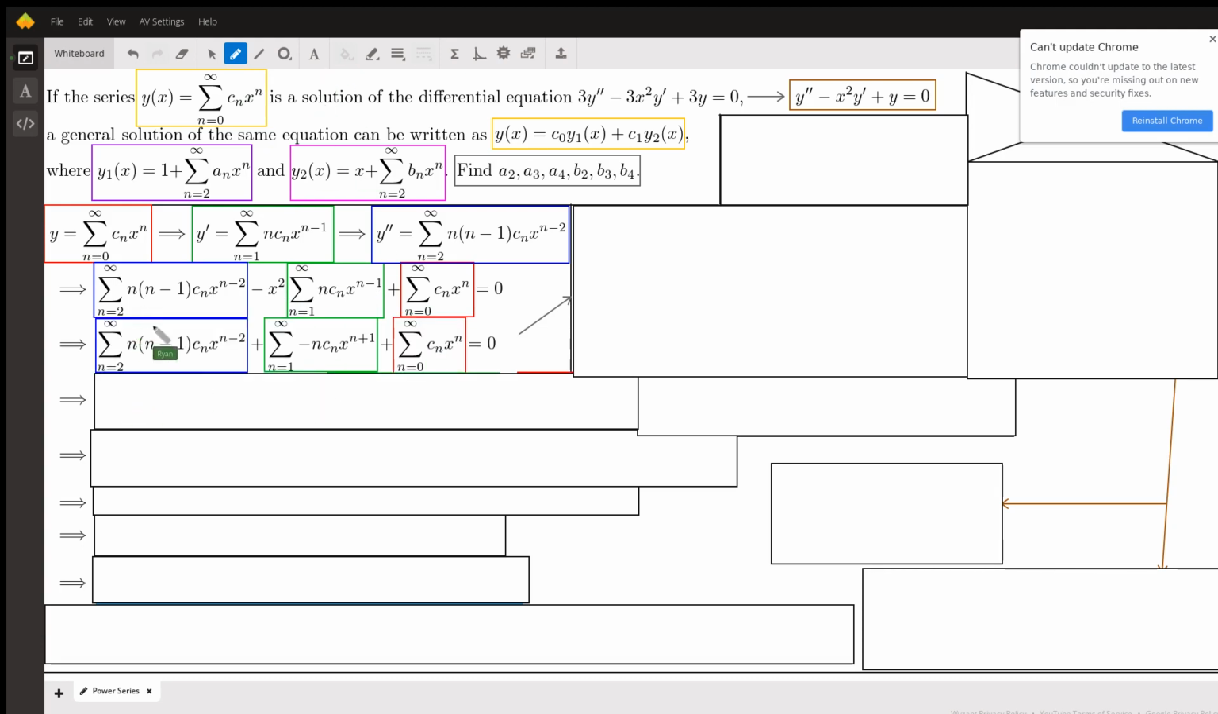Okay, so that's what happened here. The blue and red terms stay the same. The green term became a plus, the minus 1 inside, and the x to the n minus 1 became x to the n plus 1. So that's the end of step 1. They have no coefficients in front of them.